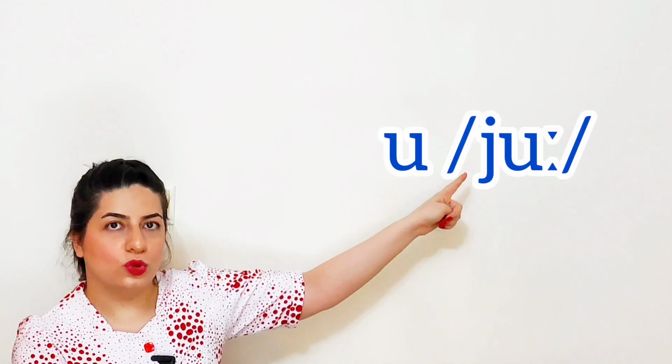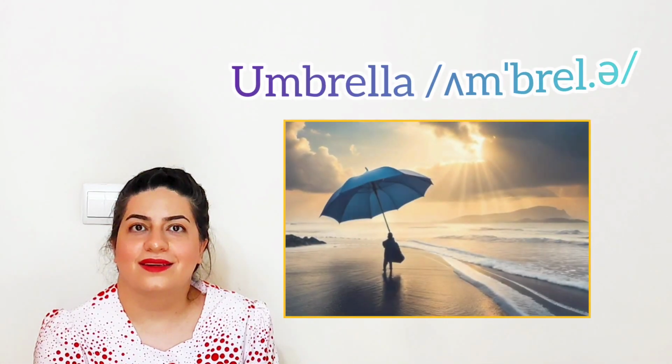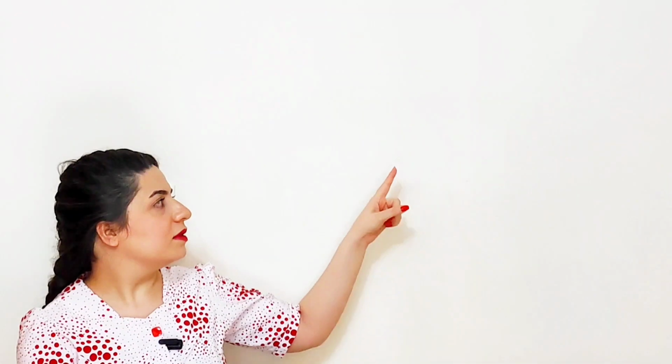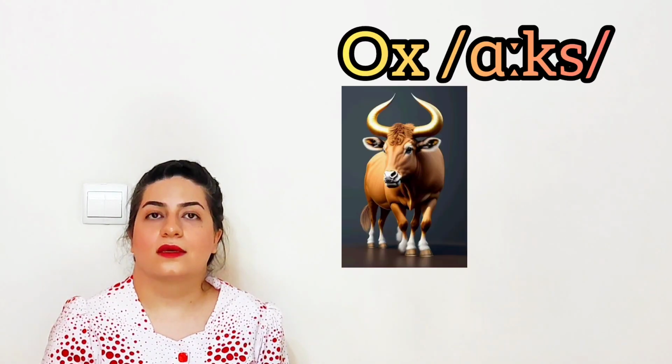U, for example, umbrella. V, for instance, van. W, for example, wet. X, such as ox. Y, for example, yellow. And last one, Z, or Z, such as zebra.